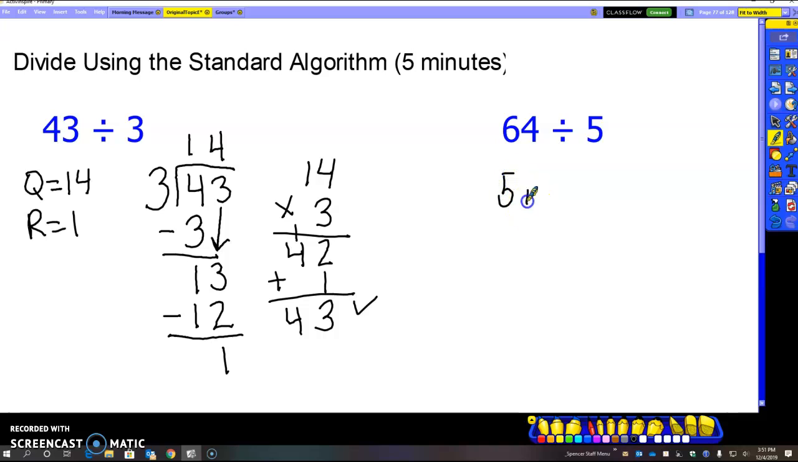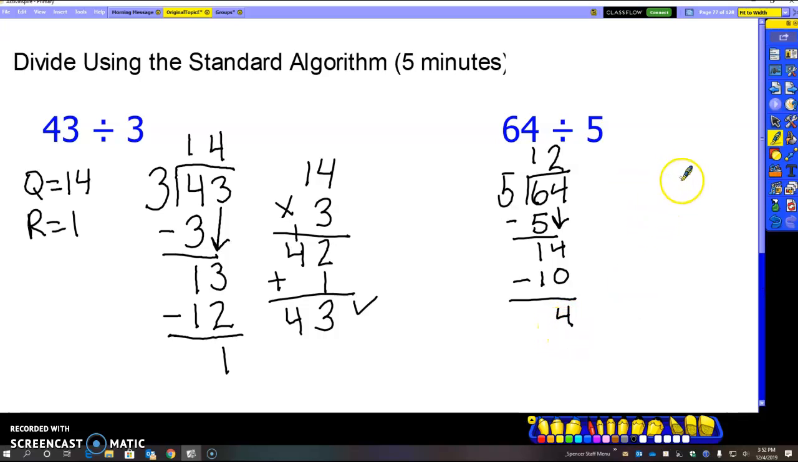Alright, let's look at this next one. I have 64 divided by 5. I have 5 going into my 6 tens, which is 1 time. That gives me 5, so 1 times 5 gets me 5. I have 1 ten left over. I bring down my 4 as my rename. 5 goes into 14. 5, 10, 15 is too many, so it only goes in twice. 5 times 2 gets me 10. When I subtract, I'm left with 4. I know that's done because 5 cannot go into 4.